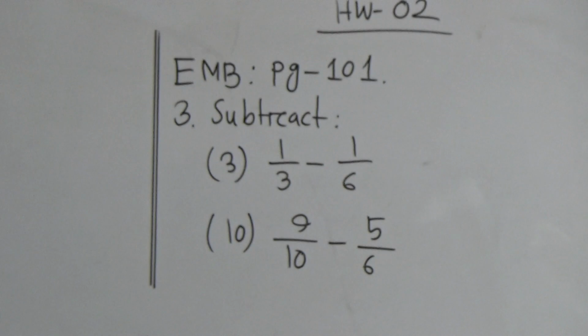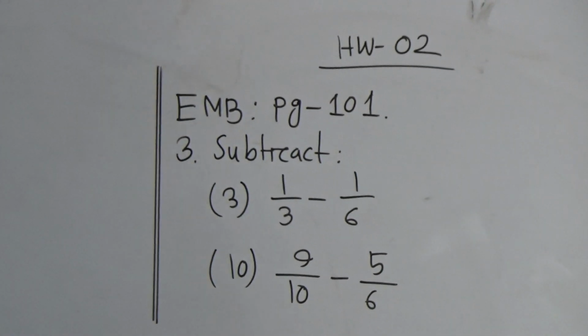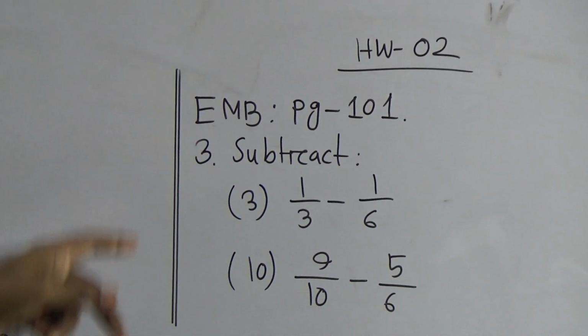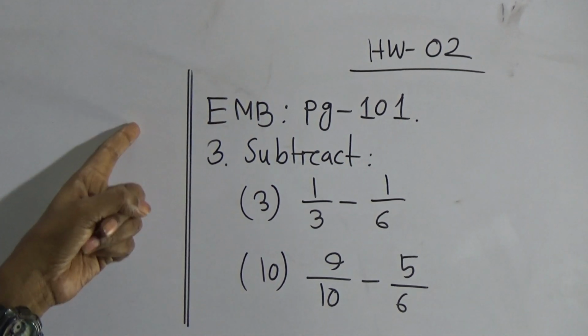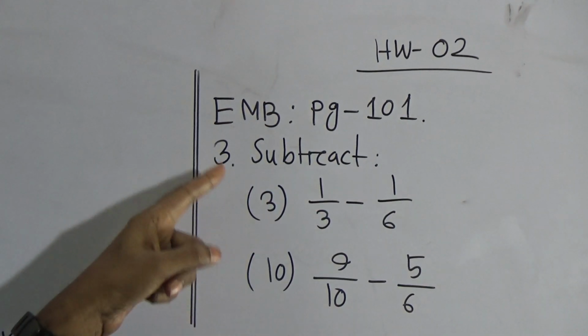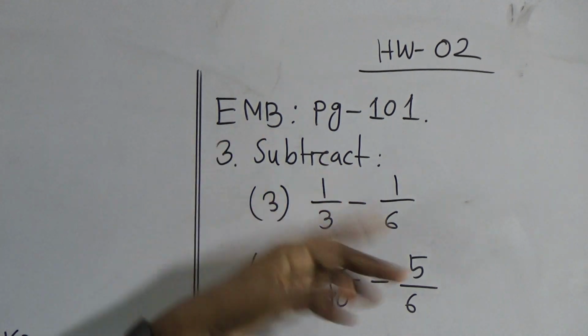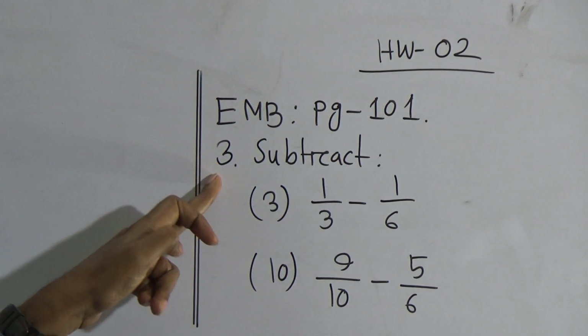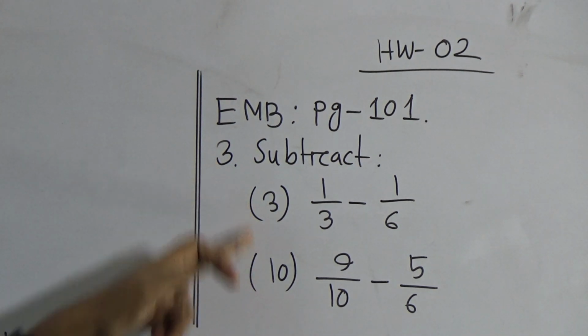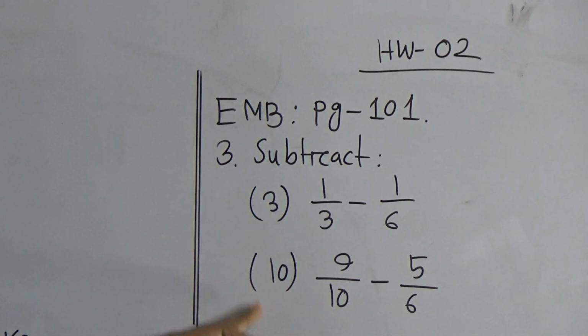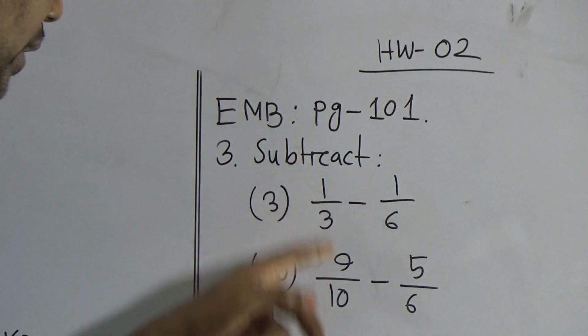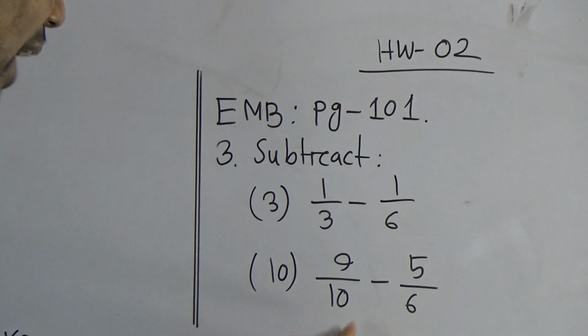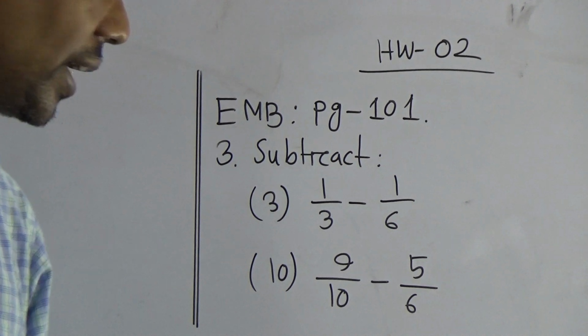Now I will talk with you about the HW topic. Look, see HW number 2. This question is taken from our book, page number 101. Question number 3. Subtract. Look, 1 by 3 minus 1 by 6. Question number 10. That means 3 is the main question now, and 3 and 10 are the sub-numbers. Now 3 means 1 by 3 minus 1 by 6. And 10 means 9 by 10 minus 5 by 6. Okay, student, this is your HW.